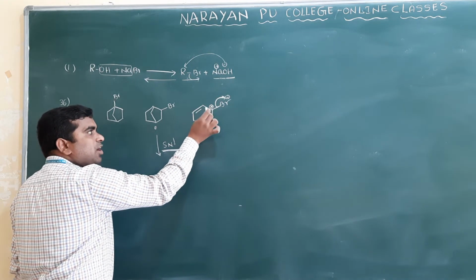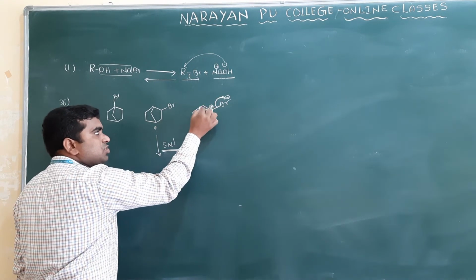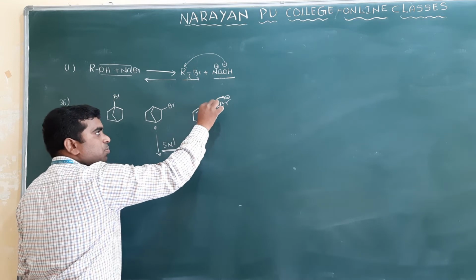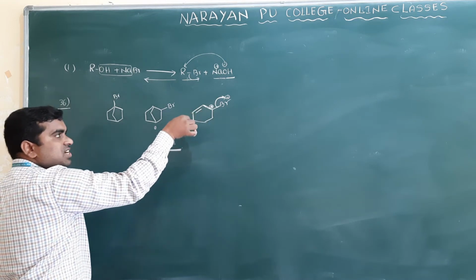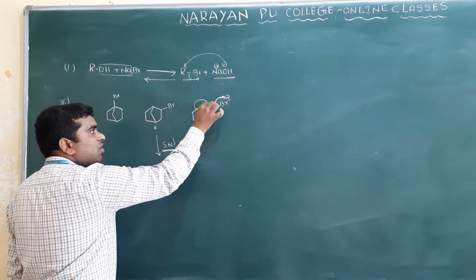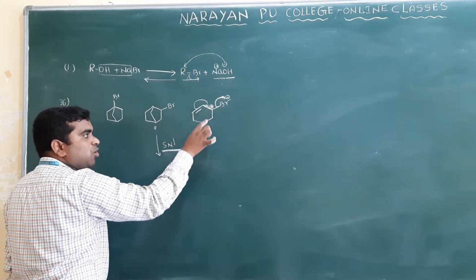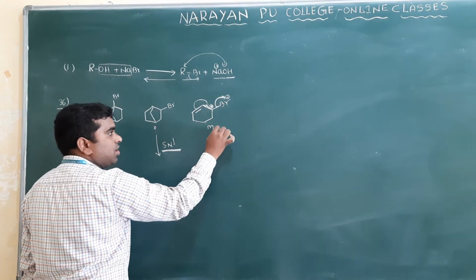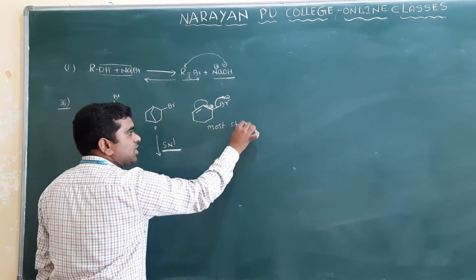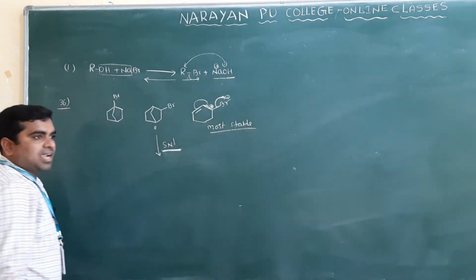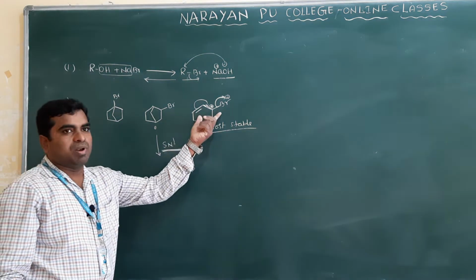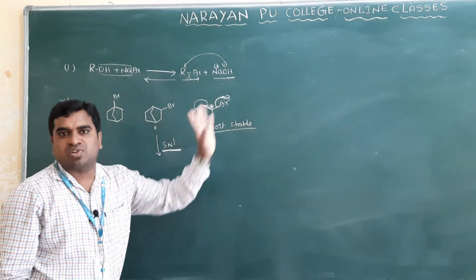Allylic carbocation means the positive charge and the double bond are separated by which bond? Single bond. Then it is in conjugation. When it is in conjugation, it is involved in resonance. When it is involved in resonance, that carbocation will be most stable. Clear? This is most stable. Why? It is involved in the resonance.